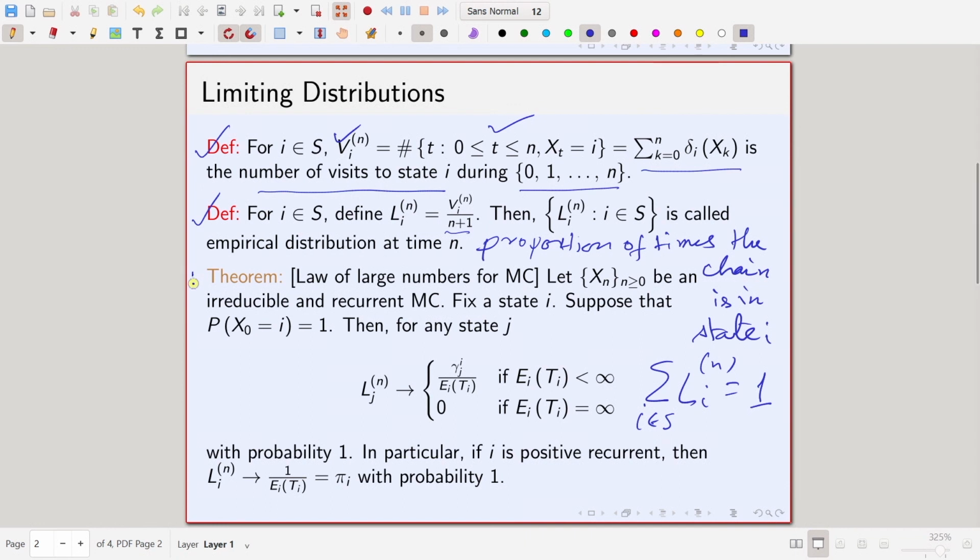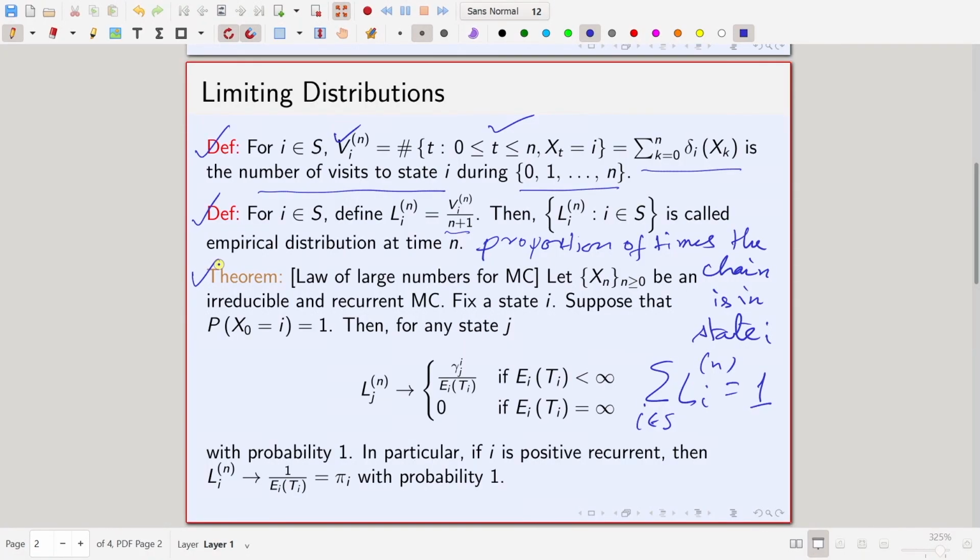Now we come to the first theorem, which is called the law of large numbers for Markov chains. Now why am I calling it law of large numbers? Recall what the law of large numbers is. For example, if you are tossing a coin, look at the number of times you get a head divided by n. So if you look at the proportion of times you get a head when you toss a coin n times, then you know what the law of large numbers tells you. It tells you that it goes to the probability of head of that particular coin.